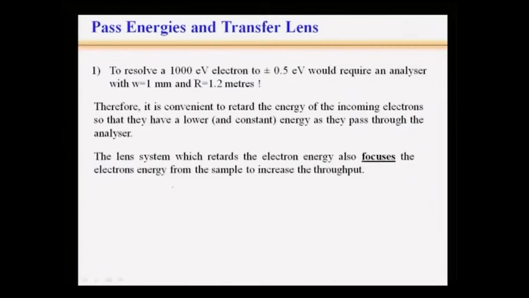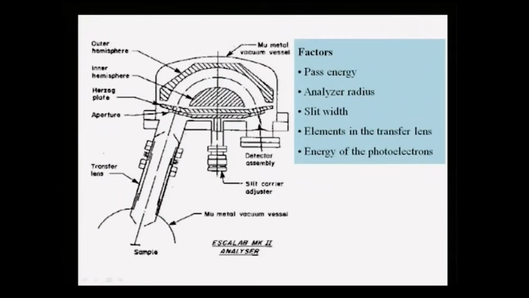it is convenient to retard the energy of the incoming electrons so that they have a lower energy as they pass through this analyzer. This is what is used in pass energies. The lens system normally used in such a system helps us retard the electron energy and also focus the electrons from the sample to increase the throughput. Otherwise you cannot get them absorbed; they must be focused. Electrons can be focused very easily because they are charged particles, so there is no problem. And there are other issues also.